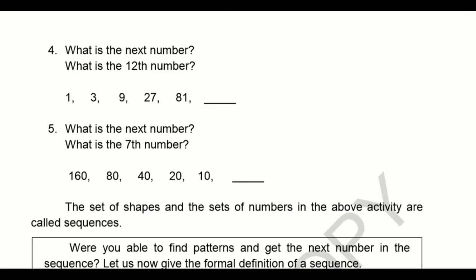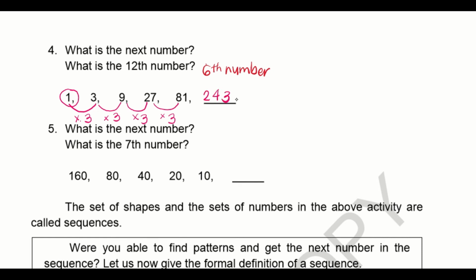What is the next number in the series 1, 3, 9, 27, 81? Notice that from 1 to 3, we just need to multiply the preceding number, which is 1, by 3 to get our second number, that is 3. And then from 3, we multiply another 3. 3 times 3, we get 9. From 9, multiply by 3. 9 times 3, we get 27. And from 27, we multiply by 3, we get 81. Therefore, we can conclude that our sixth number is 243.